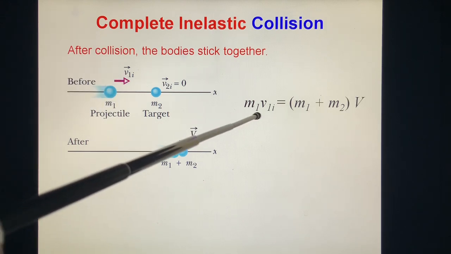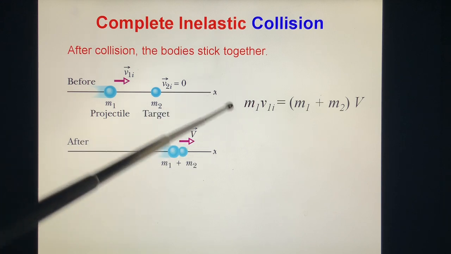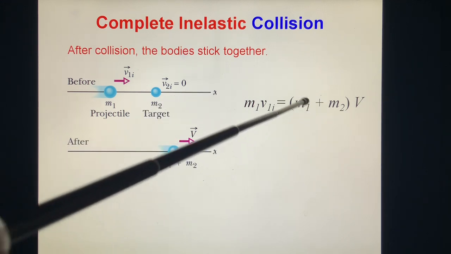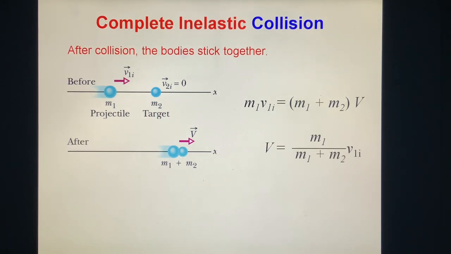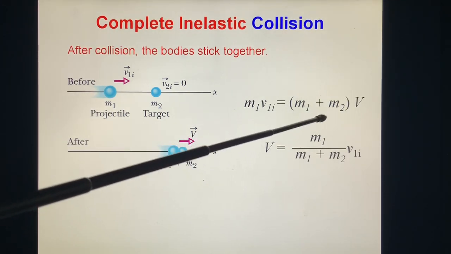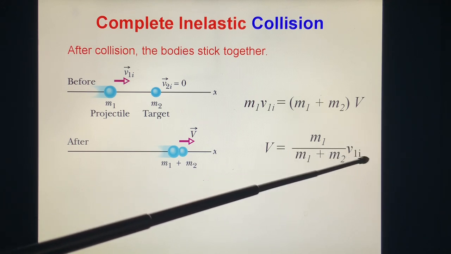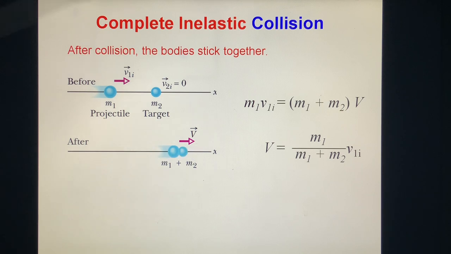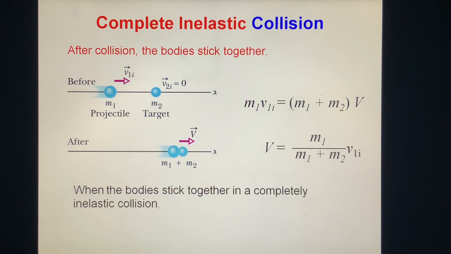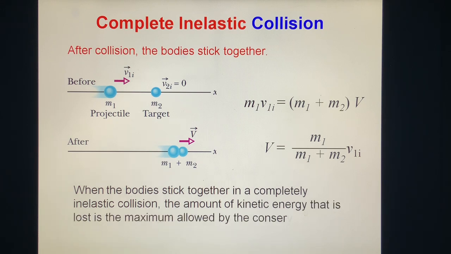m1 v1i, the linear momentum before collision, is equal to, since they move together, (m1 plus m2) V. So V equals m1 over (m1 plus m2) times v1 initial. This is the velocity of the center of mass, after or before, always just this one, okay? When the bodies stick together in a completely inelastic collision, the amount of kinetic energy that is lost is the maximum allowed by the conservation of linear momentum. So the conservation of linear momentum limits the energy lost.